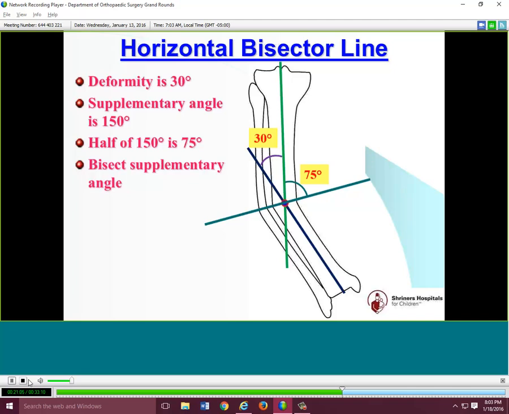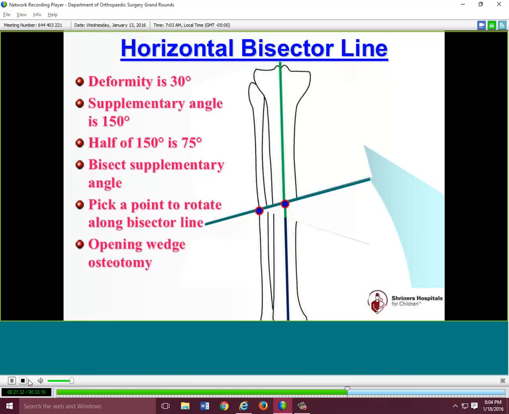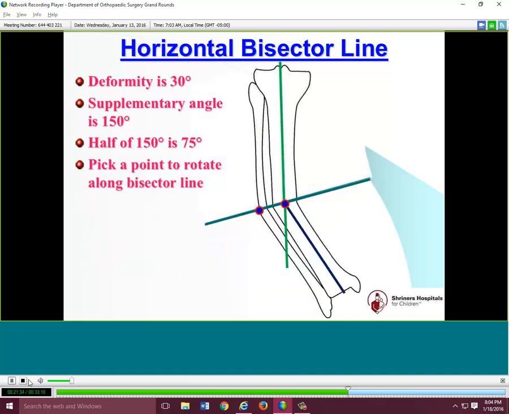And what's interesting about that horizontal bisector line is anywhere along that line, if we hinge, we can get our deformity to correct. Now, we already know if we hinge at the right center of the CORA, we can do that without lengthening or shortening. And we've already talked about if we do it at the lateral cortex, we can get a correction, essentially just a simple opening wedge osteotomy. But what happens if we wanted to pick a different point? Let's see if we hinged across there.